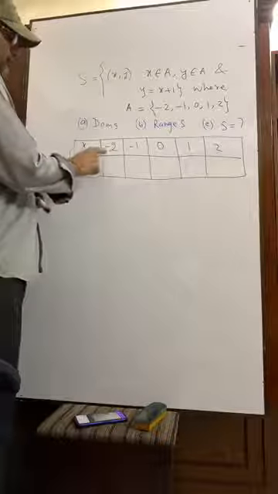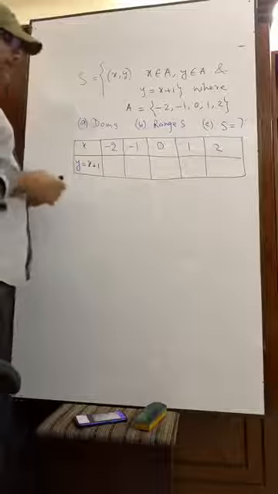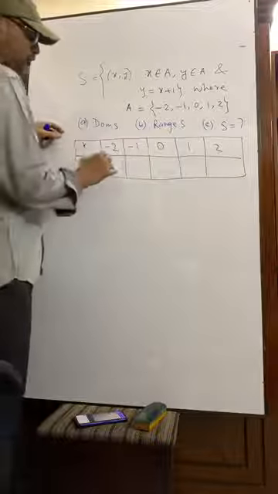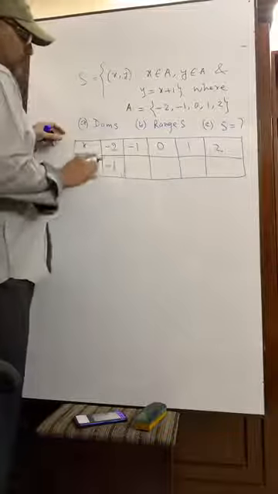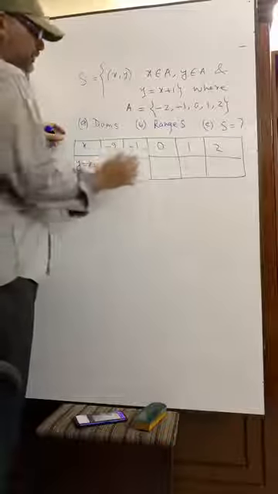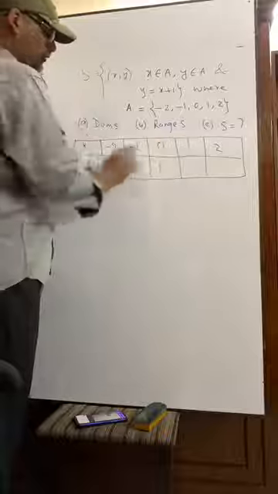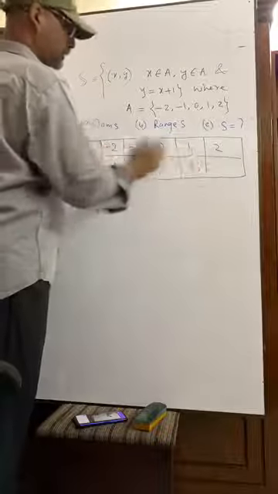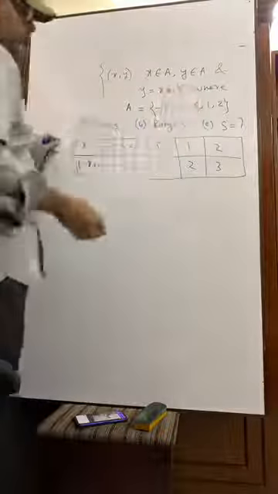So -2 plus 1 equals to what? -2 plus 1 equals to -1. -1 plus 1 equals to 0. 0 plus 1, 1. 1 plus 1, 2. 2 plus 1 equals to 3.